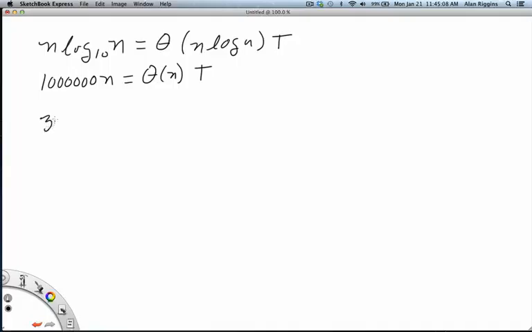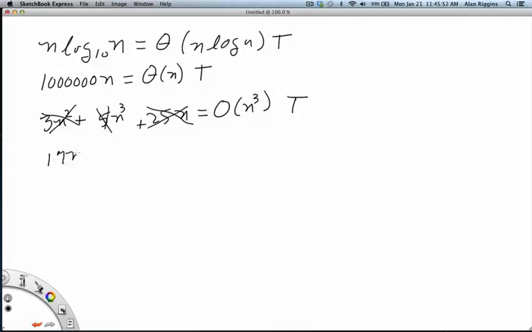3n squared plus 5n cubed plus 25n is equal to big O of n cubed. True or false? Again, this is true. What we're going to do is throw away all of the lower order terms and all of the constants and coefficients. We're left with n cubed is equal to big O of n cubed, and yes, this is true.